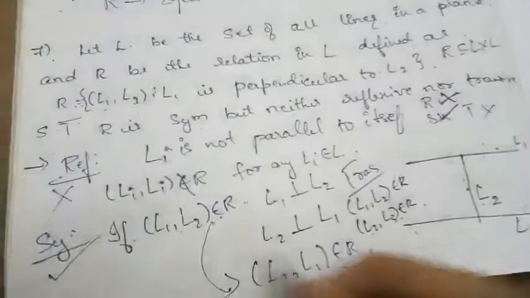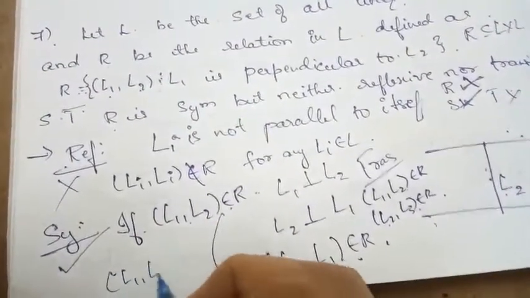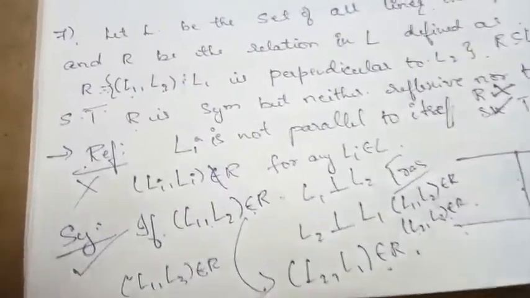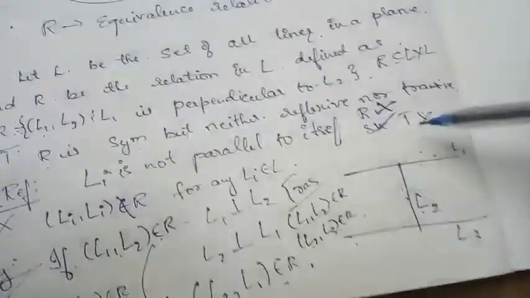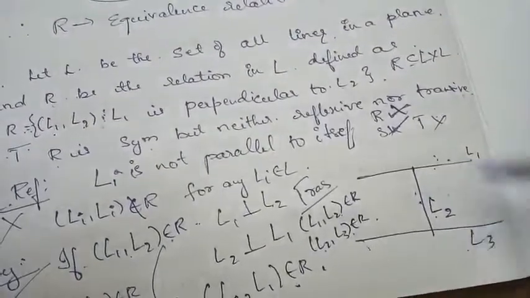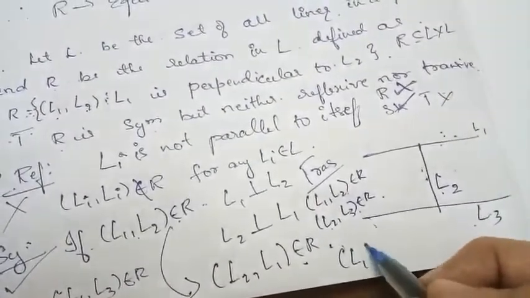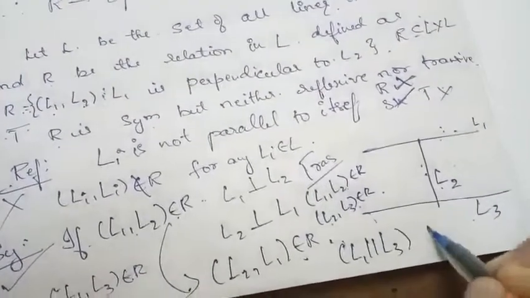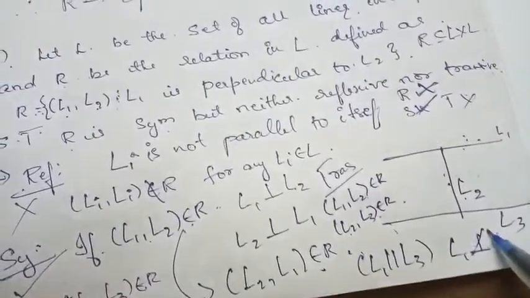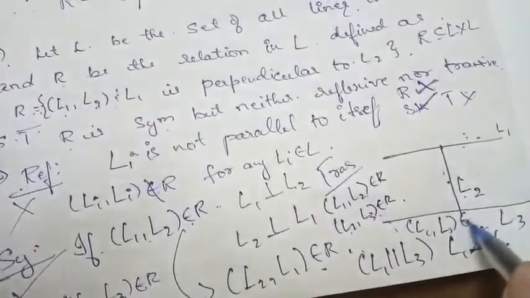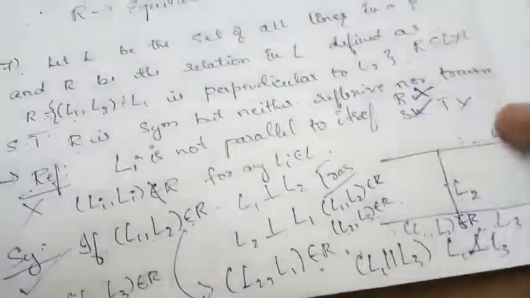Now what we need to check is whether L1, L3 belongs to R. To say L1, L3 belongs to R, L1 must be perpendicular to L3. But what does the diagram say here? L1 is parallel to L3, but L1 is not perpendicular to L3. So L1, L3 does not belong to R, because here L1 and L3 are not perpendicular, they are parallel.